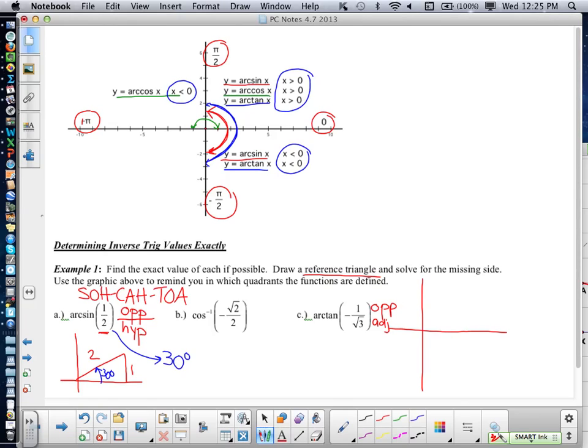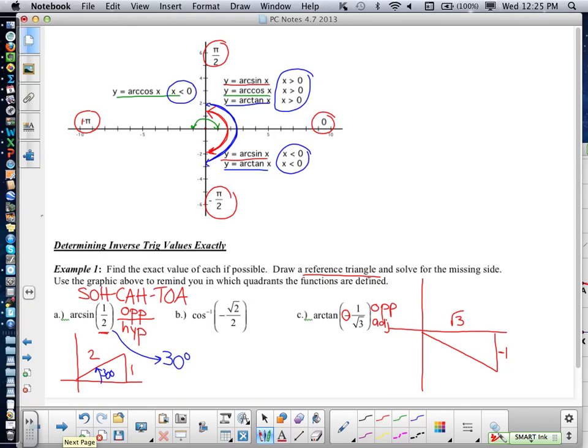And remember, that comes from SOHCAHTOA. So we're going to have the opposite side of the triangle is 1, the adjacent side is √3. I have to put that negative sign somewhere. I'm going to put it with the 1 because that's negative in the fourth quadrant. And then again, I recognize that as a 30, 60, 90 triangle.